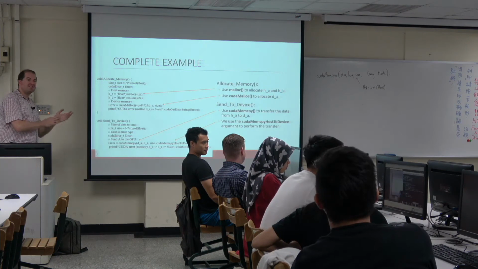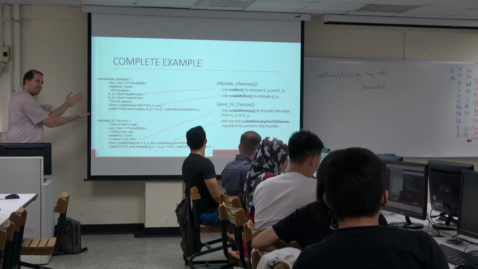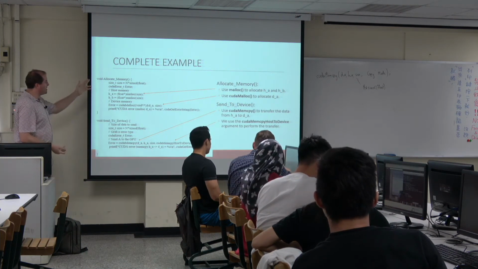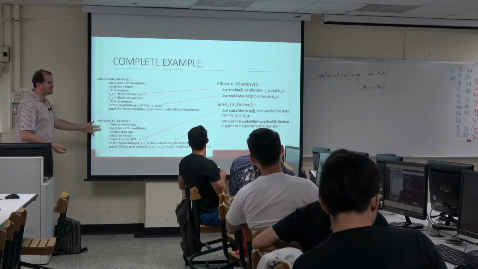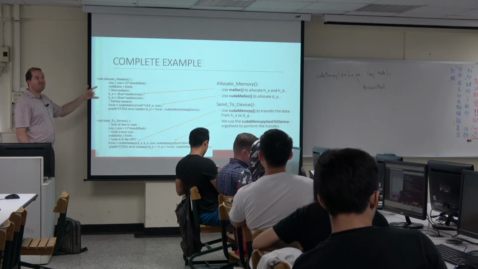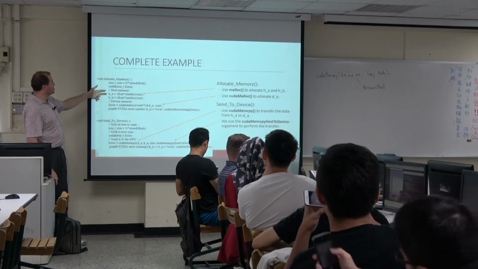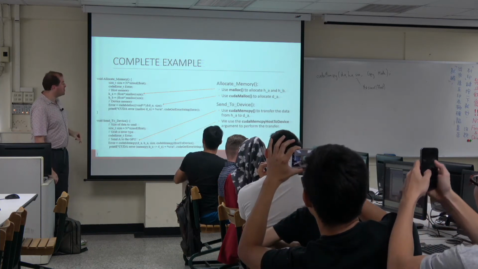Please use your phones to take a picture of this beautiful slide. Here are your allocate memory and your send to device functions. This one, there's no magic. You can see we use HA and HB with malloc just like we normally do.